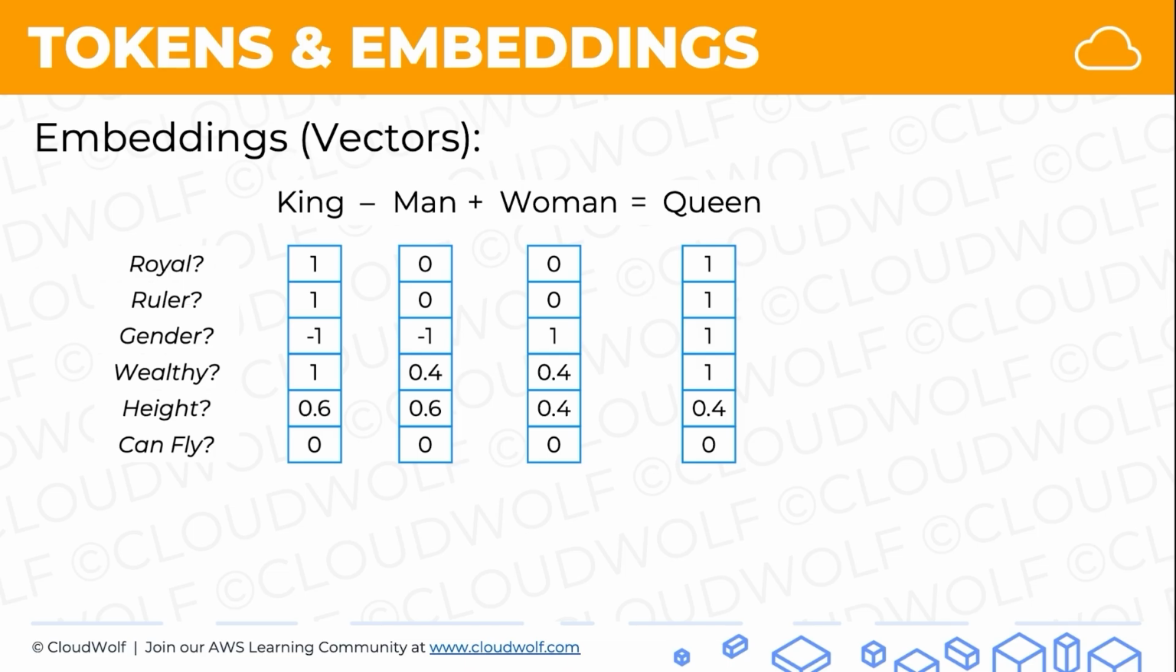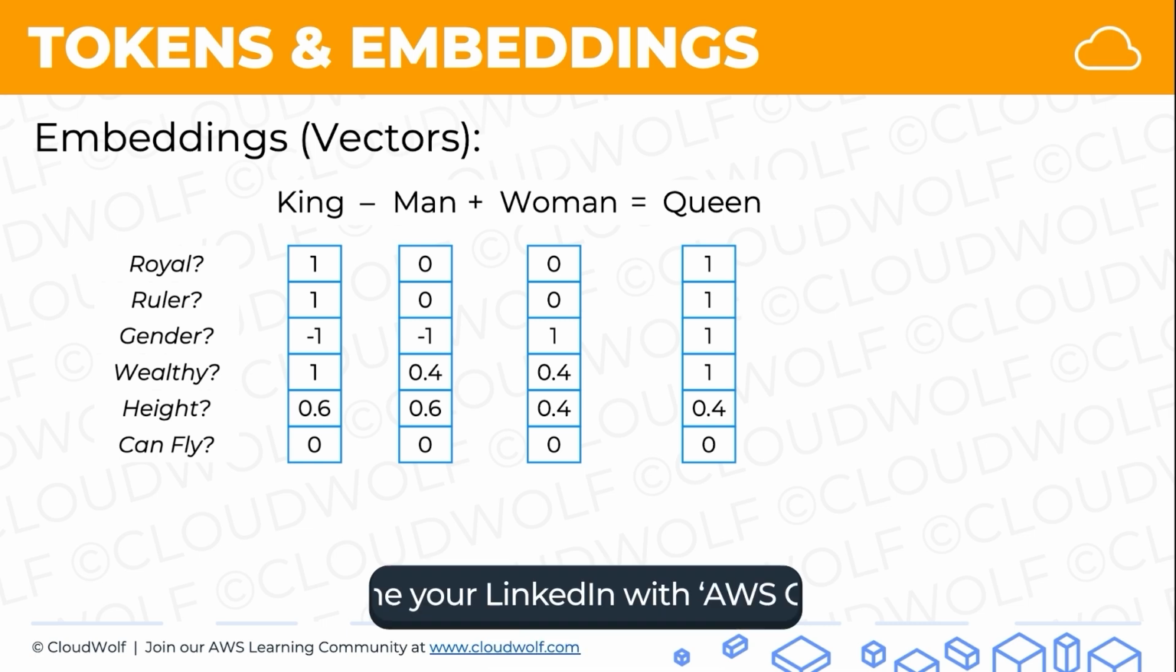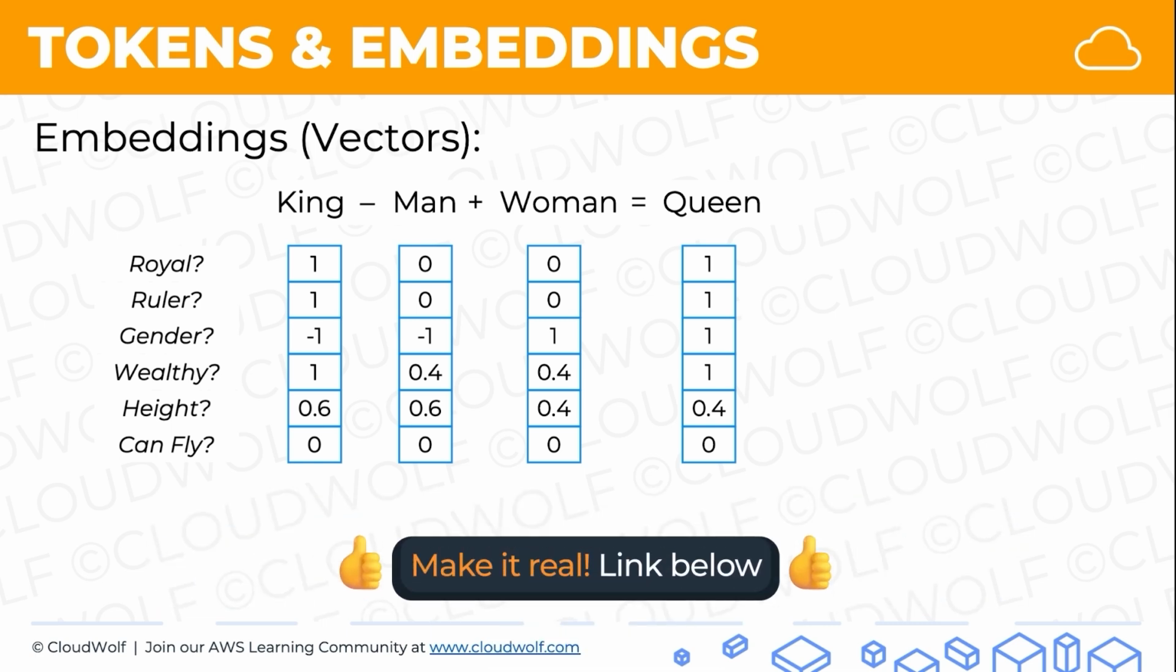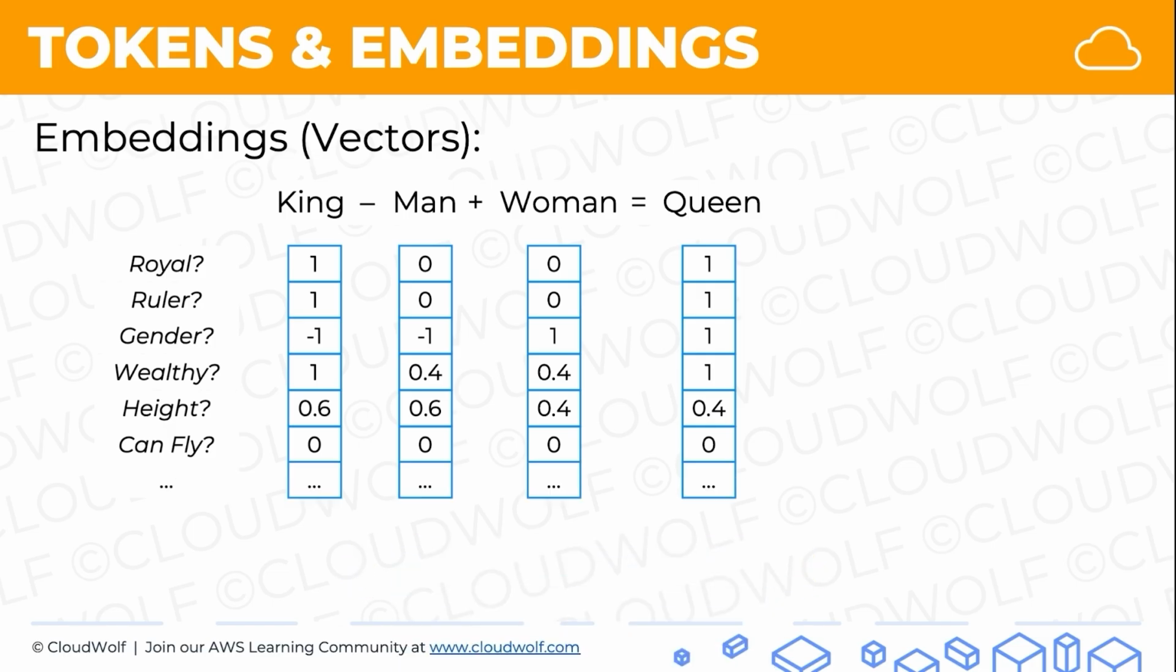Can they fly? Obviously king, man, woman, queen can't, so we give 0, but these could be other concepts. We could be describing an insect or an airplane or some other word, a magic carpet, and then that would be a 1 in that case. And so on. So you can ask lots of questions. You could ask 100 questions, have 100 features in this vector, and it would be a 100-dimensional vector. If you look at these columns, they actually represent vectors, so you can look at it as a vector, and therefore it's a multi-dimensional vector.